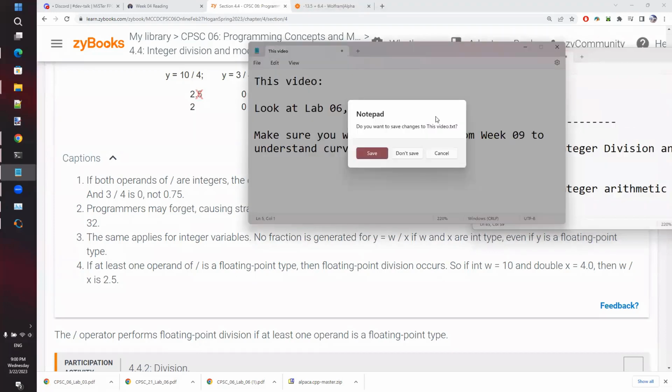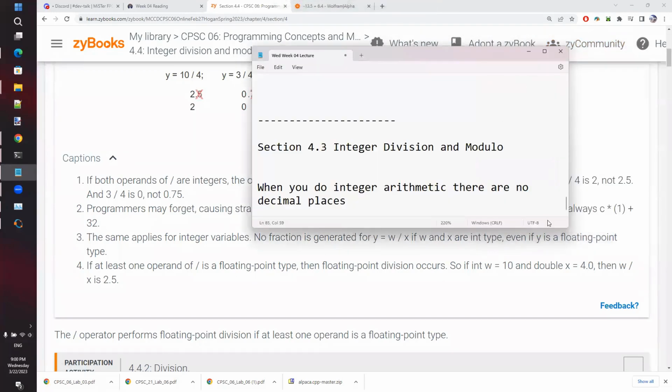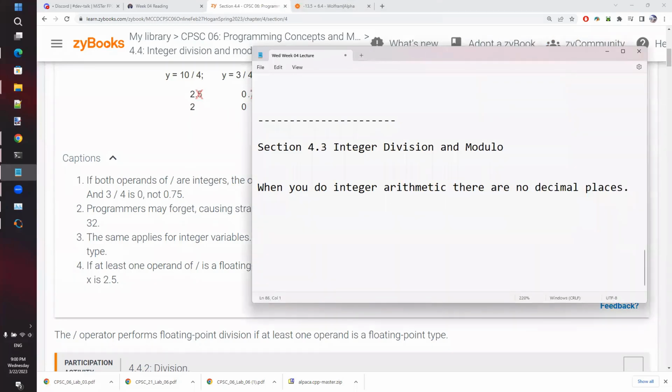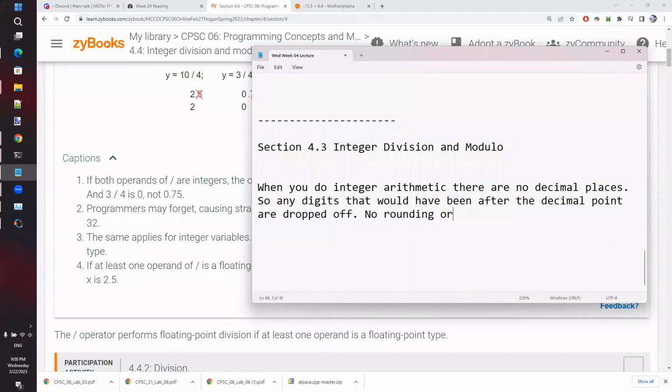So there are no decimal places. And so what happens is if there would be a decimal place, it just disappears. It just goes away. You don't round, it just goes away. So anything that would be after the decimal point, any digits that would have been after the decimal point are just dropped off. There's no rounding or anything.